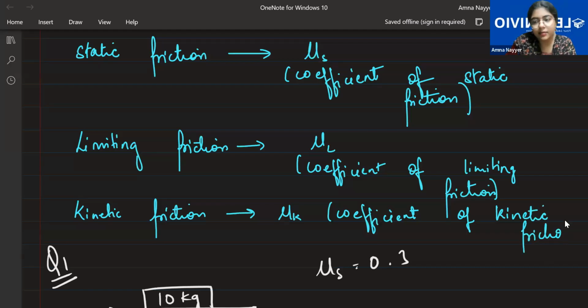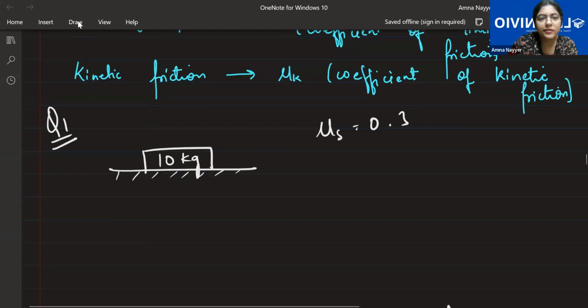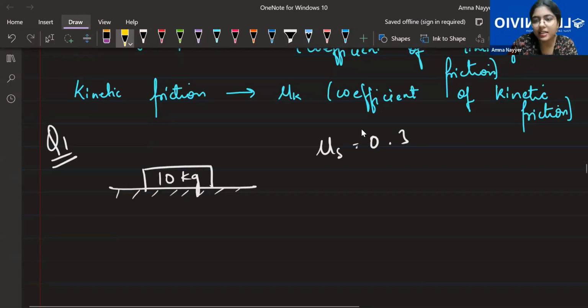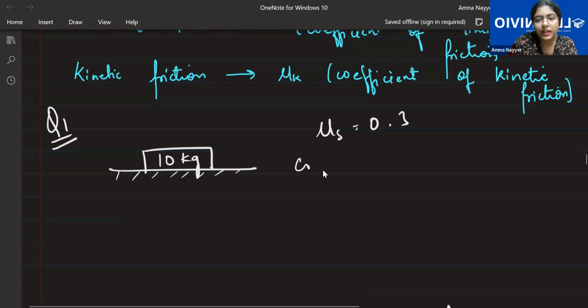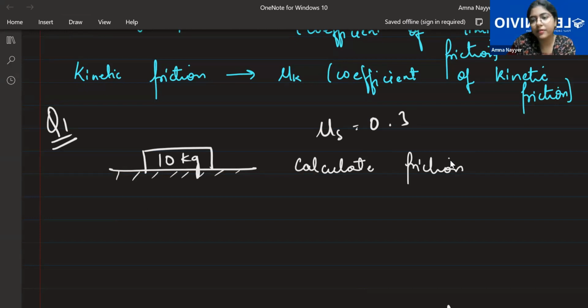Like a very easy question, let's start with. Let me discuss this one. See, there's a body. The coefficient of static friction is given as mu S. Okay, we have to calculate friction.